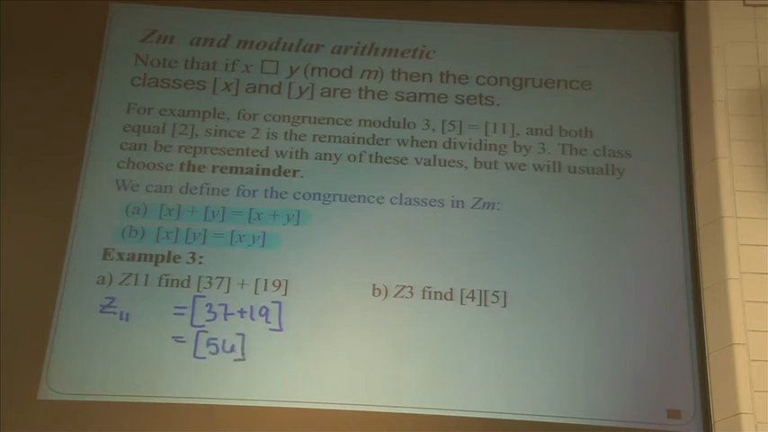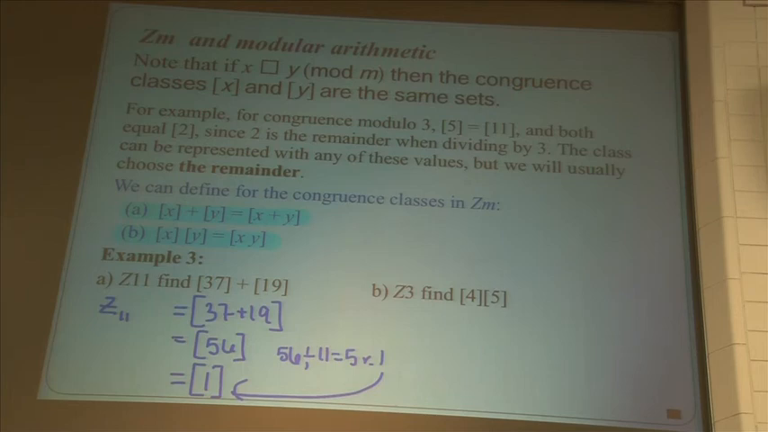But we're counting in base 11, so let's rewrite this. 56 divided by 11 gives us a remainder of 1. So 56 is part of congruence class 1 mod 11. So the remainder is what gives us our congruence class.